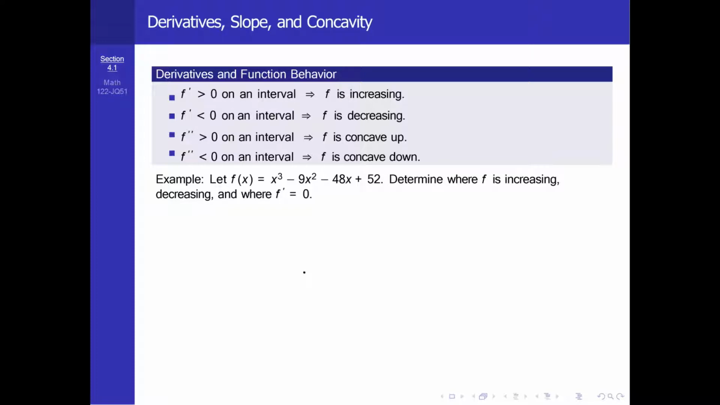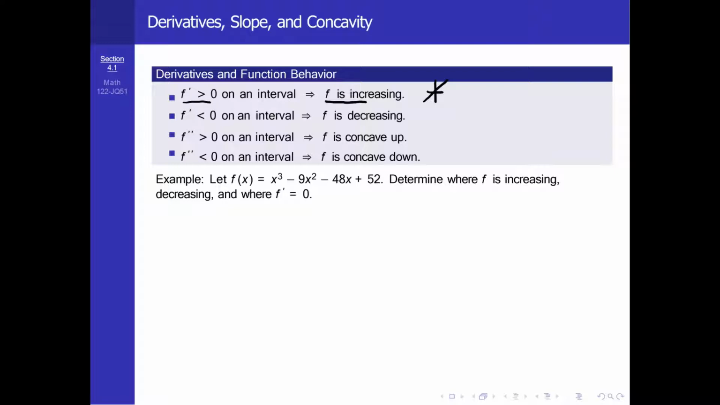So first off, if the derivative of the function is greater than 0 on an interval, then it implies that the function itself is increasing. So if I draw a little picture, it means that the function looks something like this. It's going up. If f prime is less than 0 on an interval, then f is decreasing.